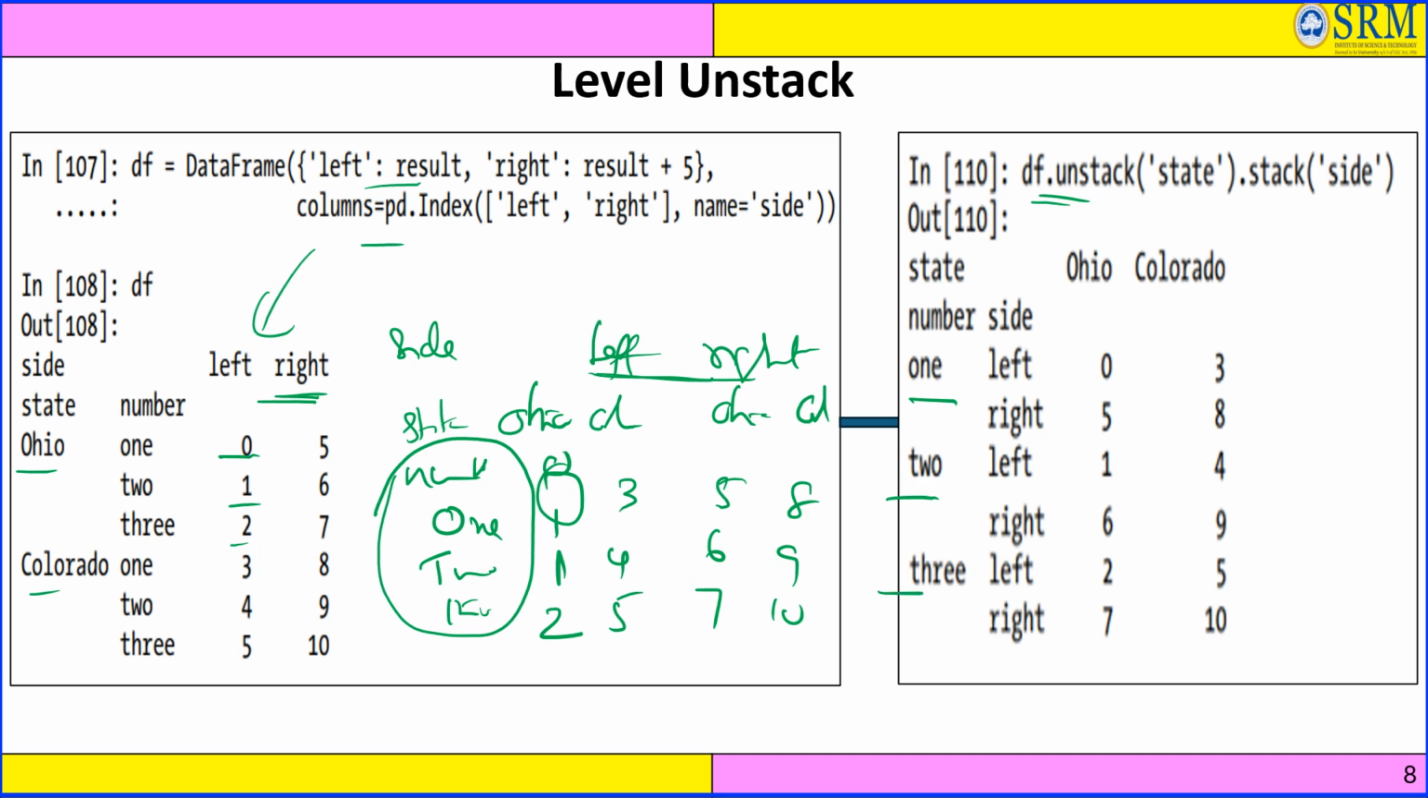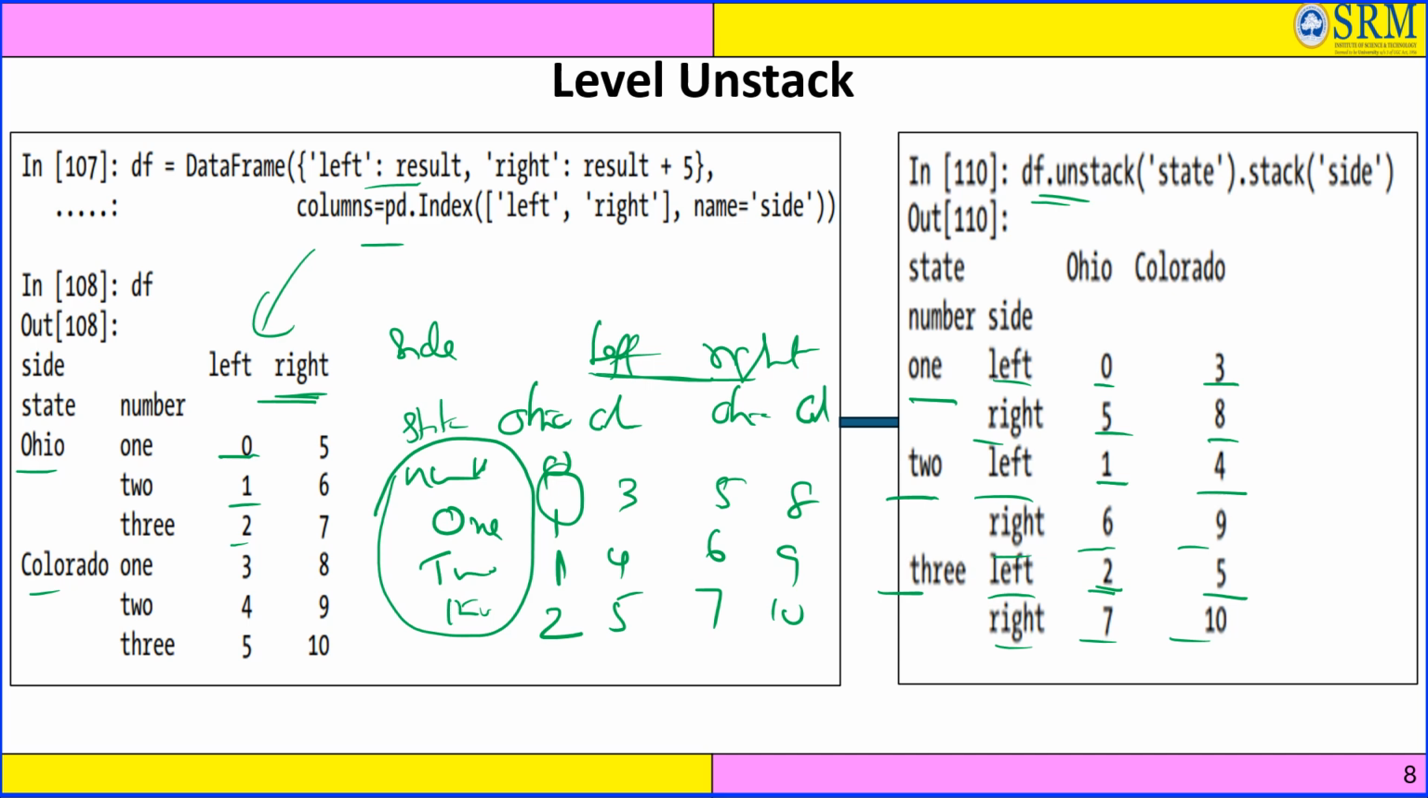And then the side, left and right for 1, left and right for 2, left and right for 3, is also given. So here for Ohio, the left value is 0, and for 2 the left value is 1. You can fill accordingly. For 3 you are taking only left. And for Colorado, left values are 3, 4 and 5. Then we take right of Ohio, which is 5, 6, 7. Then right of Colorado is 8, 9, 10. Okay. So likewise, we can do both stacking and unstacking.